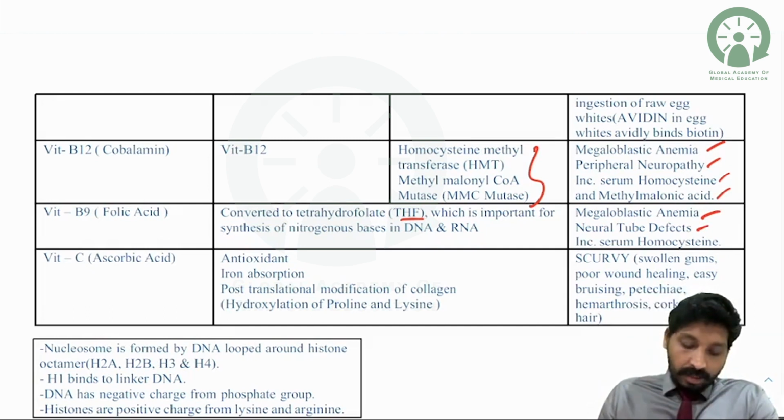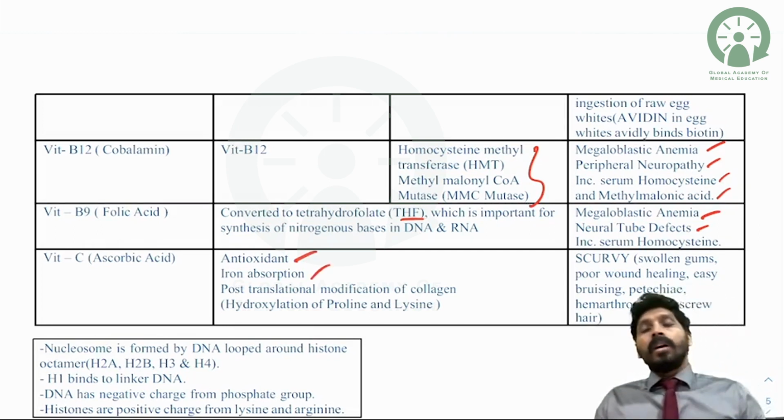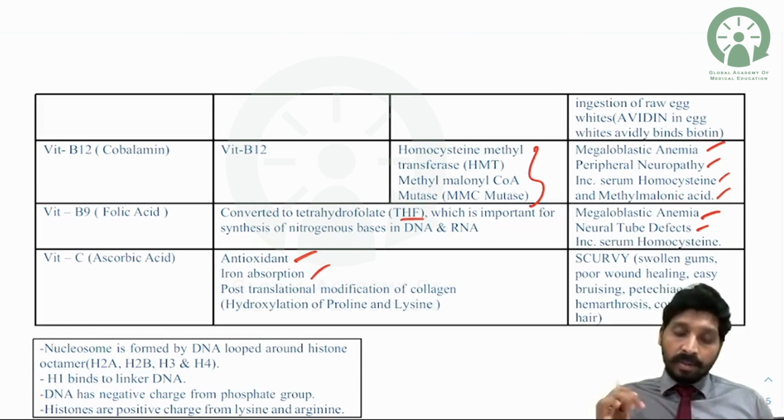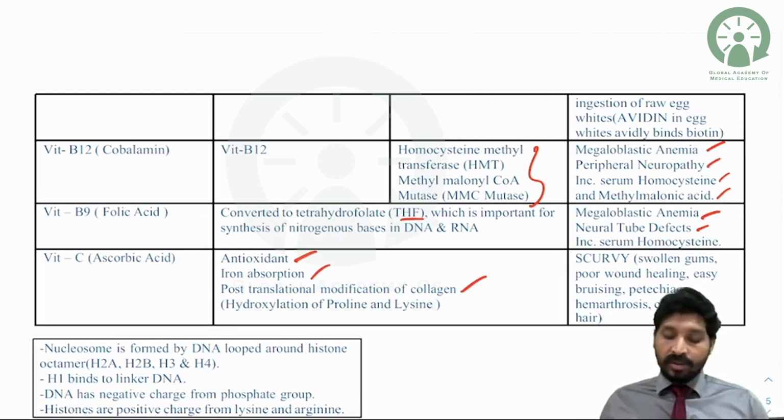Vitamin C, again, is an antioxidant. Iron absorption, yes. To absorb iron, it is supposed to be in ferrous form, but the dietary iron is in ferric form, Fe+3. So vitamin C in the diet converts the ferric form of iron to the ferrous form and makes it available for absorption. And post-translational modification of collagen, yes, maturation reactions: hydroxylation of proline and lysine to form hydroxyproline and hydroxylysine. Because of deficiency of vitamin C, you have scurvy.